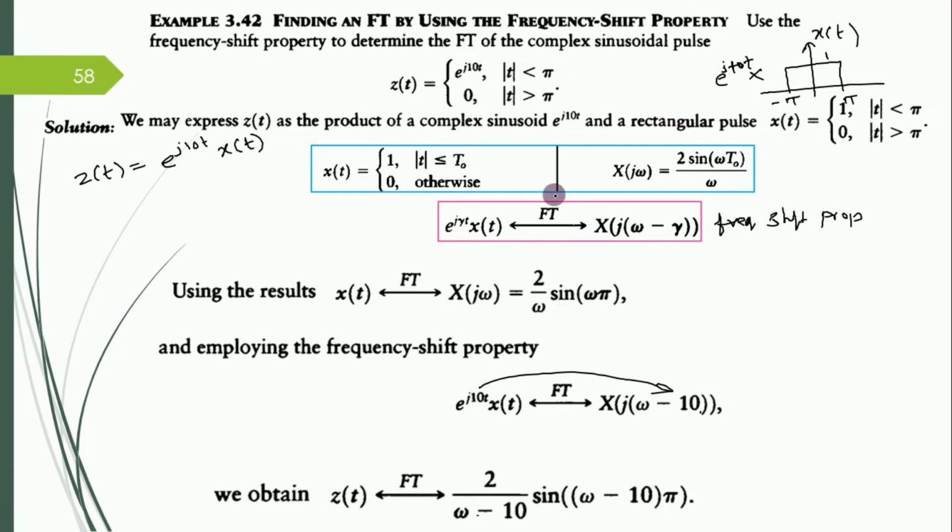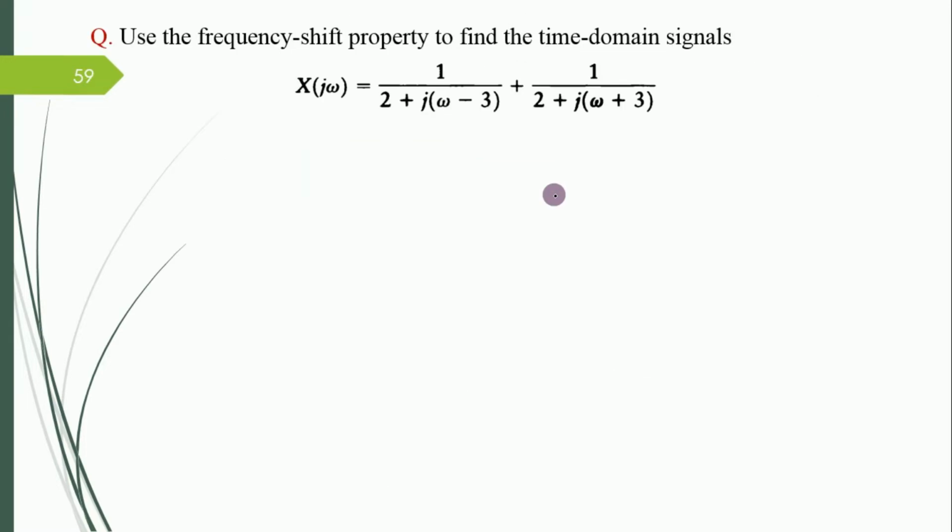This is called complex sinusoid pulse. I hope there are no doubts. Now the next question. Here, using the frequency shift property, find the time domain signal. So the frequency domain signal is given. You need to find the time domain signal.